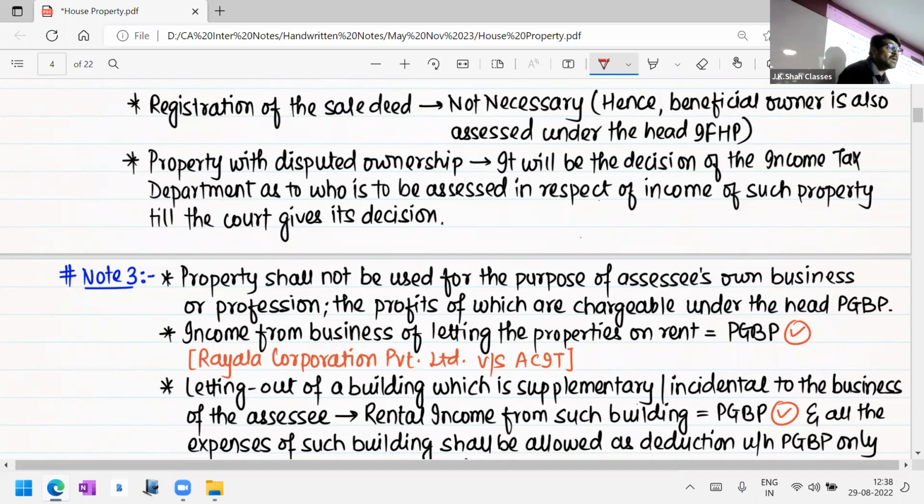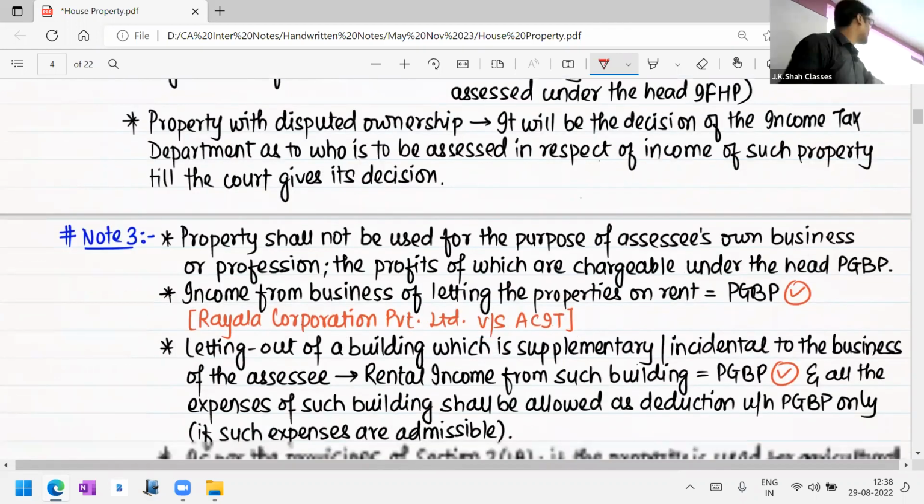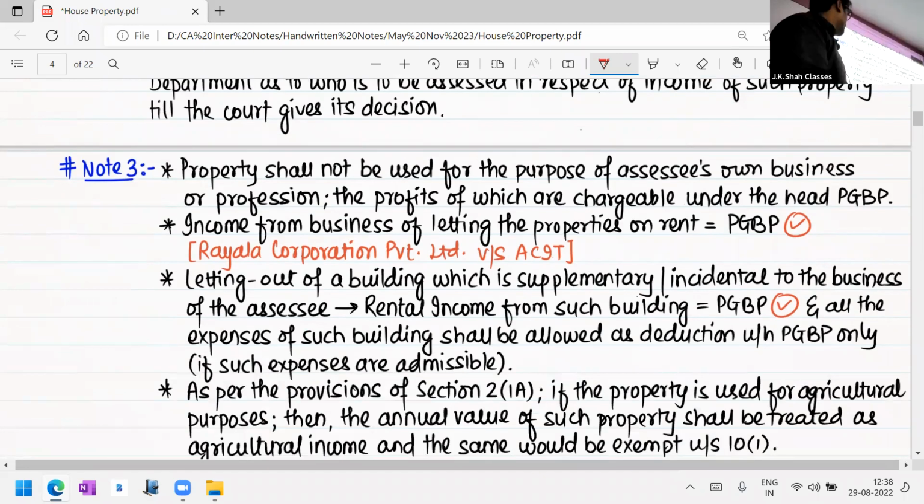Exploitation for earning rent cannot happen. Why? Because its exploitation is happening in business or profession to earn business or profession income on which you are already paying tax under the head PGBP. So such kind of property whose rental value you cannot exploit due to its use in business or profession, such kind of properties you leave out of this head. See, the property shall not be used for the purpose of assessee's own business or profession, the profits of which are chargeable under the head PGBP. Understood? Did you get the logic?